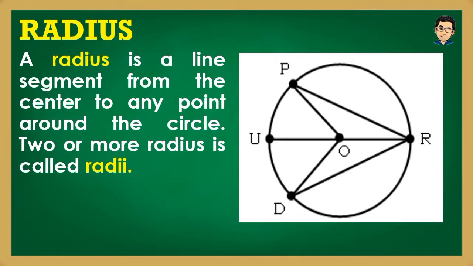So, next, one of the main parts of a circle is what we call radius. So, when we say radius, it is a line segment from the center to any point around the circle. So, two or more radius is called radii. Okay, so, yung radius po na yan, common term po yan sa circle. Common part niya ng circle na yan.